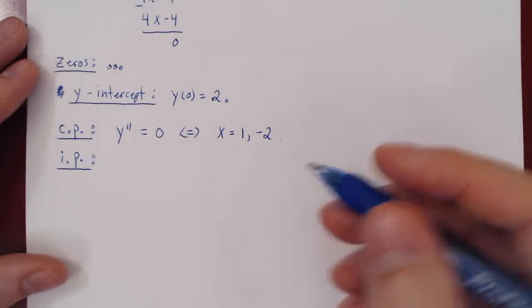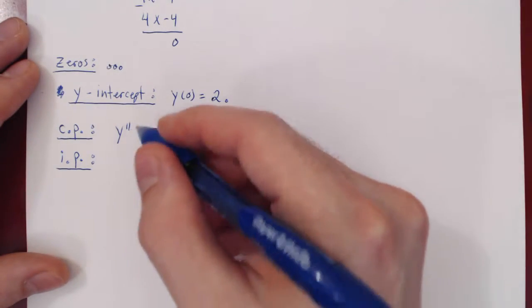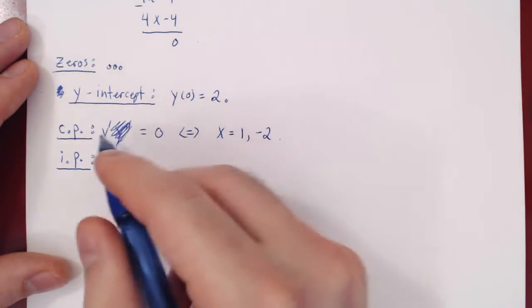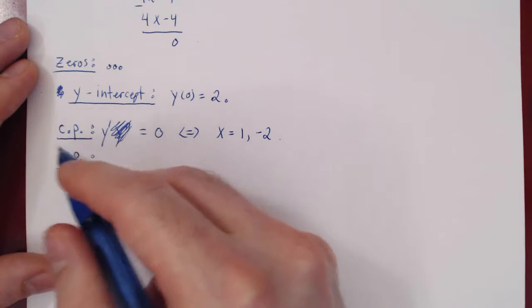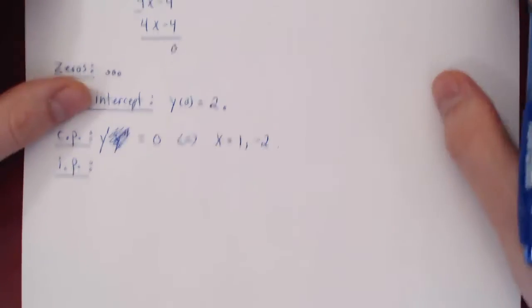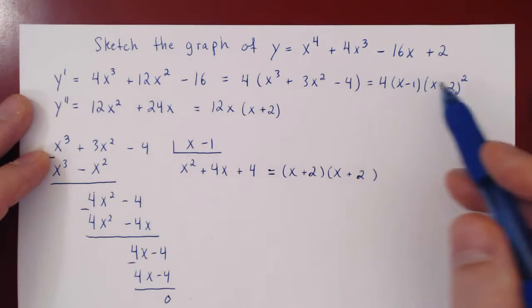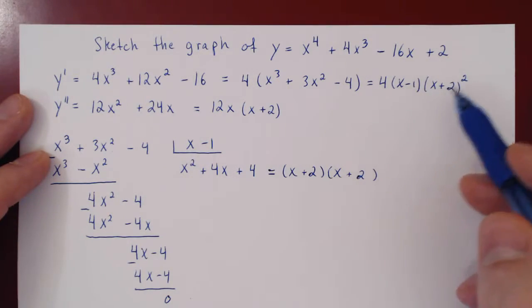Well, again, oh, my bad, this is not y double prime. This is y prime, right? We're looking for critical points. Critical points are zeros of the first derivative, and this is what we looked at. The first derivative is 0 if x equals 1 or x equals negative 2.